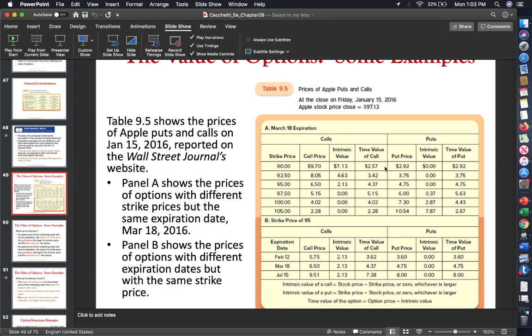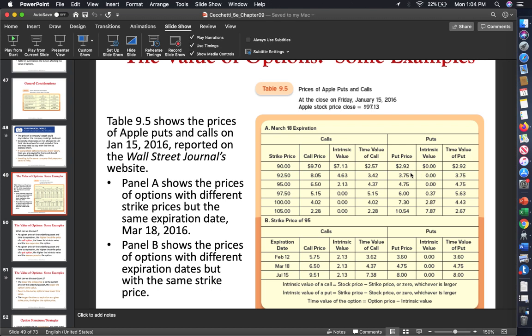Now what we observe here is the intrinsic value and the time value, both for call and put options. Look at here. The time value increases and then it decreases. As you see, as the strike price gets closer and closer to the current price of the stock, the time value increases, and then as it goes further away again from the current price of the underlying, the time value decreases. That's the case for the call option, and that is also the case for the put option.